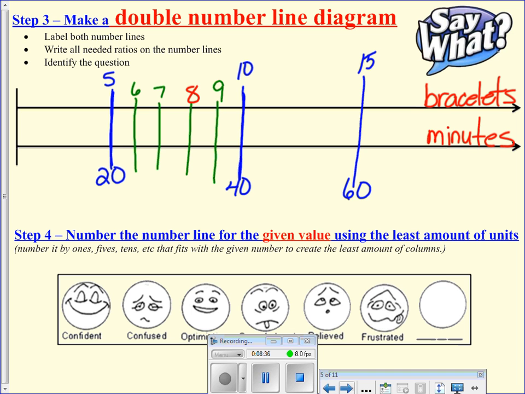How come I numbered the top line? Because that was the given. Sometimes you might number the bottom number line. If they gave us the minutes, we would have numbered the bottom and had to find the top. So you're not always going to label the top line, okay? That's why you have to pick the given value and label that number line.